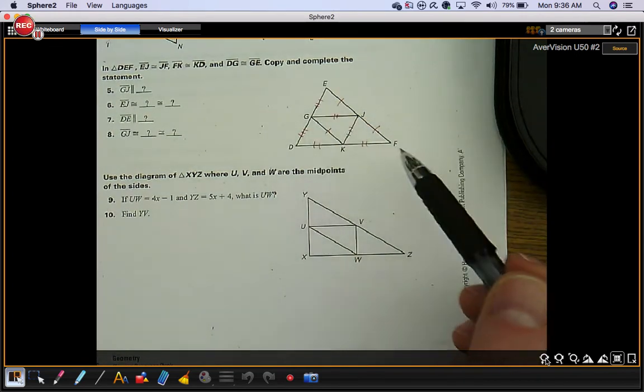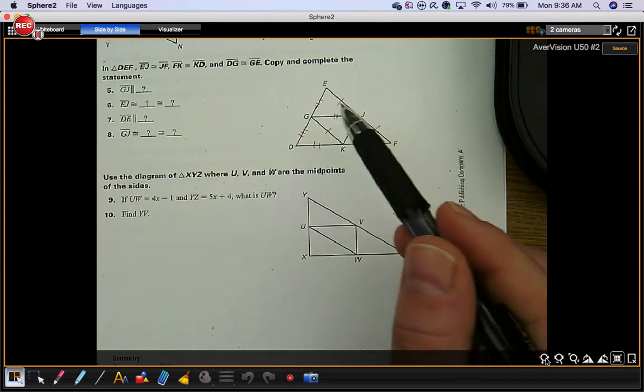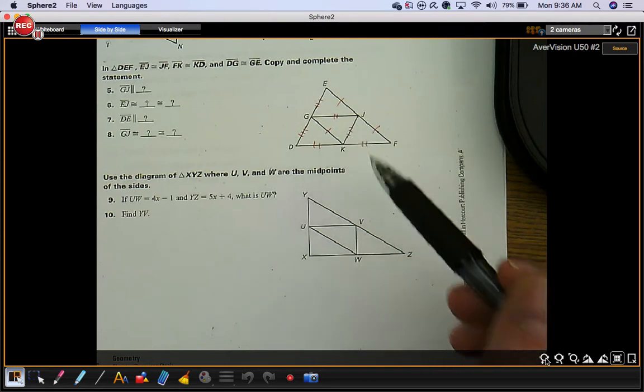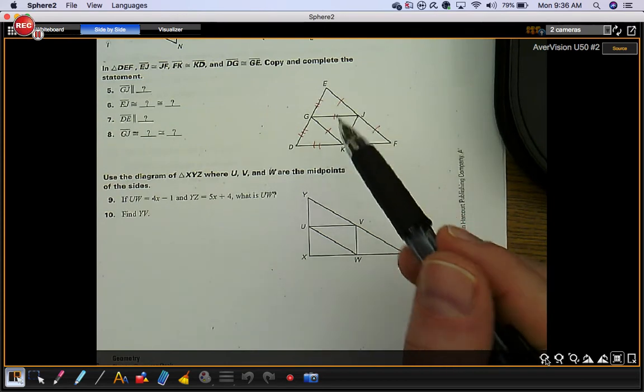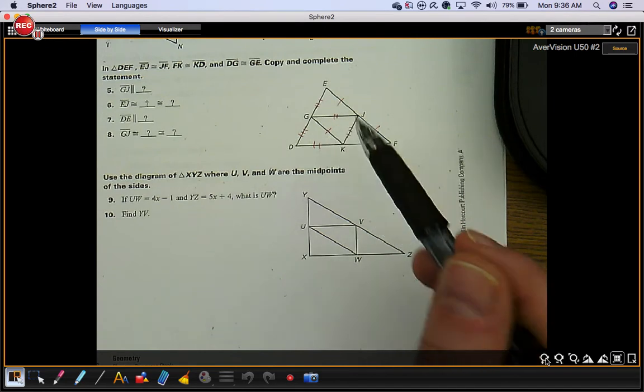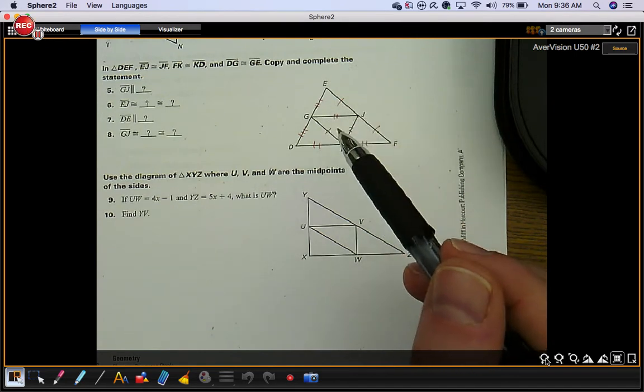Now, inside this one triangle, this is kind of neat. You actually have 4 triangles, and they're all congruent by side, side, side. So if you know one piece of information about any one of these triangles, you know that same corresponding part in all the rest of the triangles.